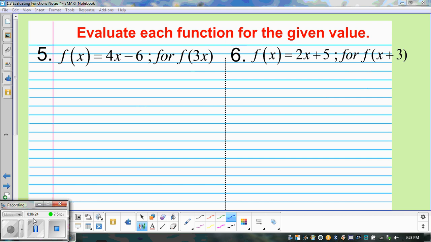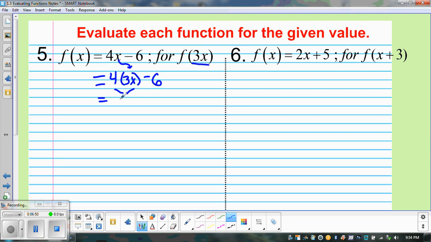For our last two examples, we're going to continue subbing in to evaluate the functions. The difference here, when you sub in for x, it is not going to be simply just a number. For example, here we are solving for f of 3x. So that means when you are subbing in for the place of x, you are going to sub in 3x here.